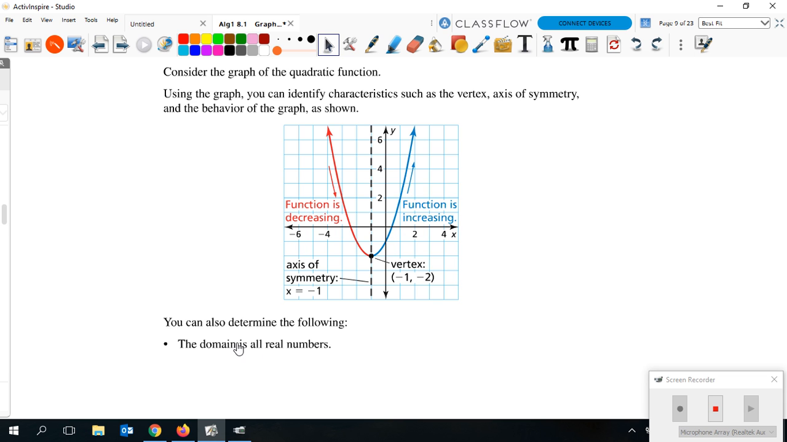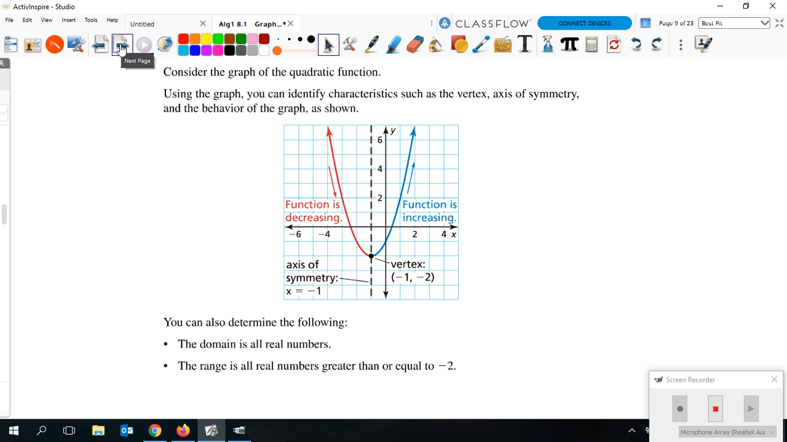For the range, where's the graph on the y-axis is the question for the range. And you can see it's not everywhere. It's only from the vertex up and above. And so in that case, we would describe it more like an inequality. It is really greater than or equal to -2. This is the y-coordinate of the vertex. So y is greater than or equal to -2 would be our range.